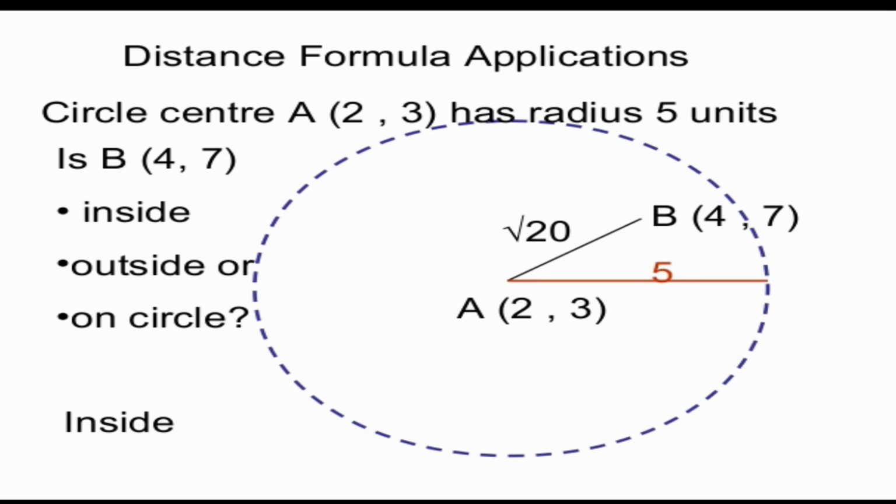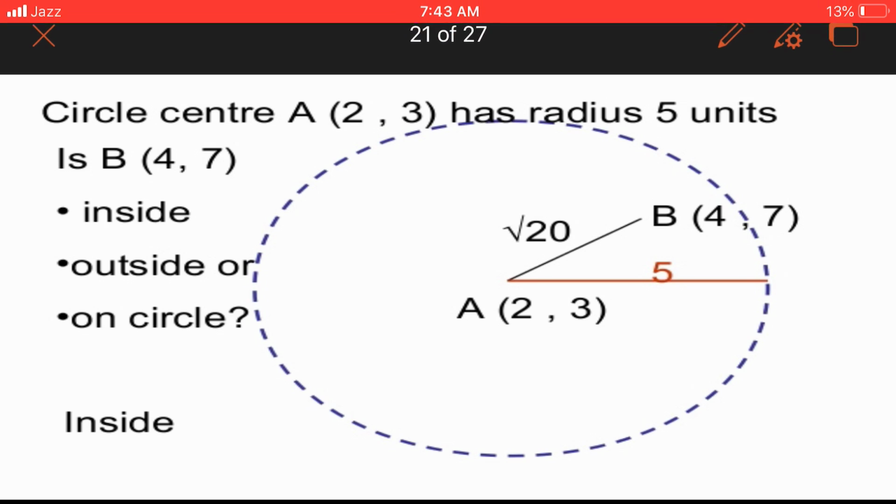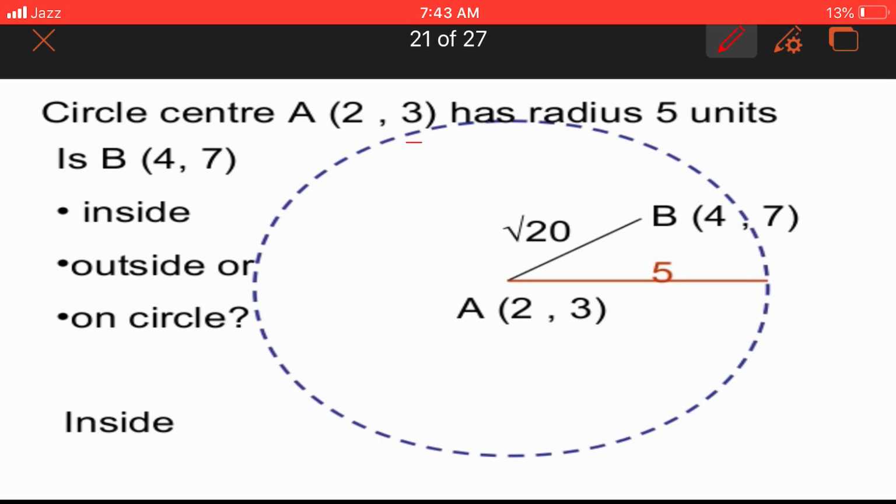Now the next example of the distance formula is, for example, if we have a circle whose center is at the point A (2, 3) and the radius of the circle is 5 units, you have to find the location of this point B, which is (4, 7). You have to find out whether it is inside the circle, outside the circle, or on the circle.